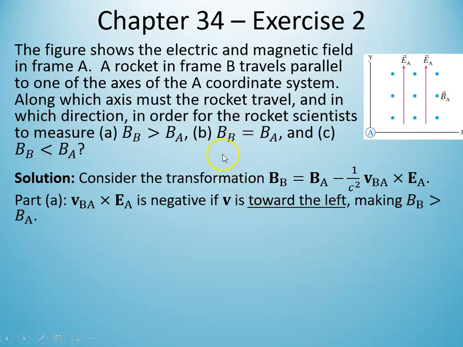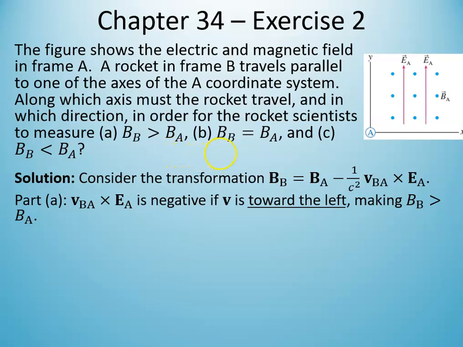However, there's actually another solution to this, because notice they're asking for the field strength. They don't really care about plus and minus signs. There's another way of getting B sub B greater than B sub A. Can you think of it? If you need a few minutes, pause the video. If you've thought of it by now, then here it is.